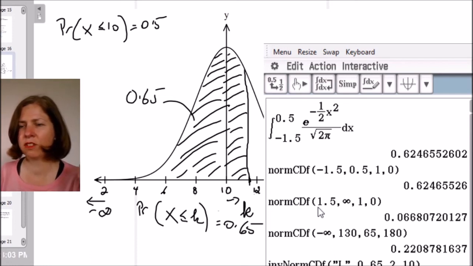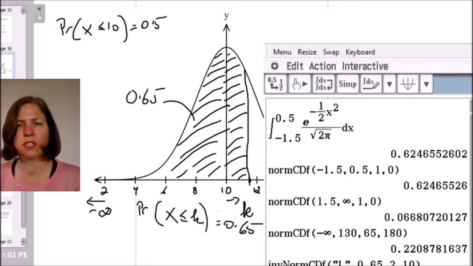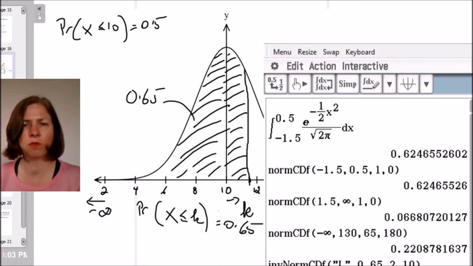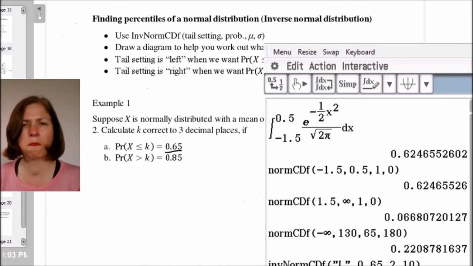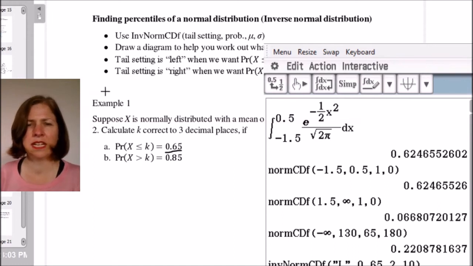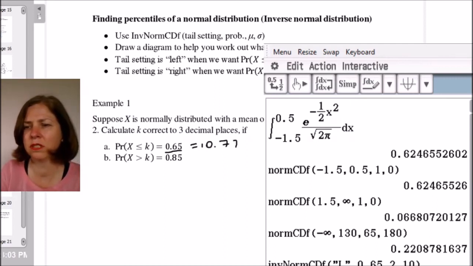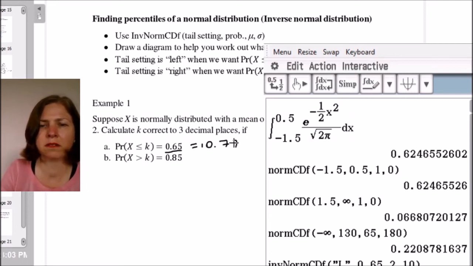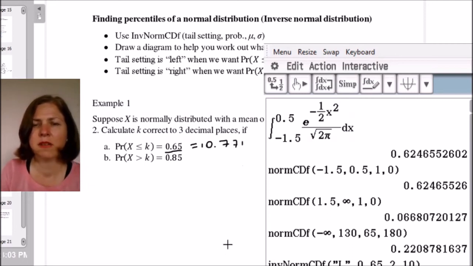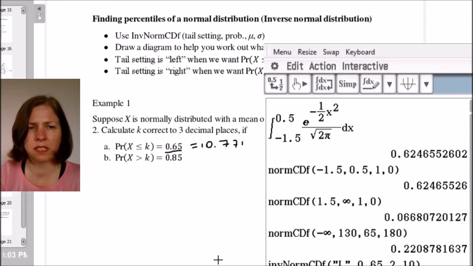All right, and it tells me 10.7706, but I believe that the question only wanted 3 decimal places. Let's double check. Yes, 3 decimal places. So the answer is 10.771. That's a 7 and a 1 because it was 7706.